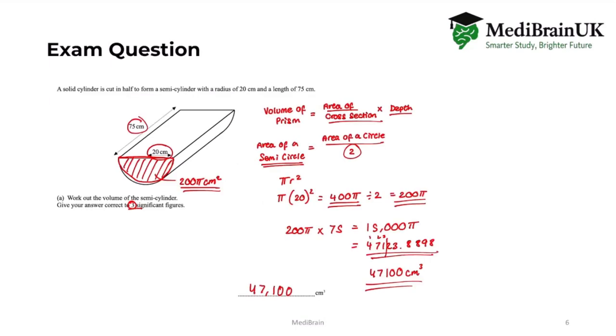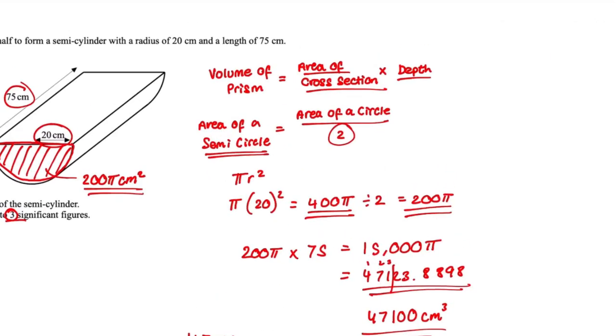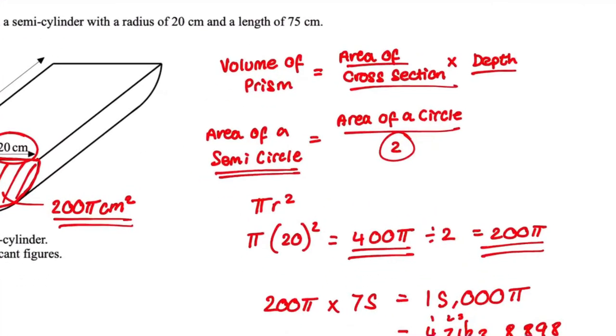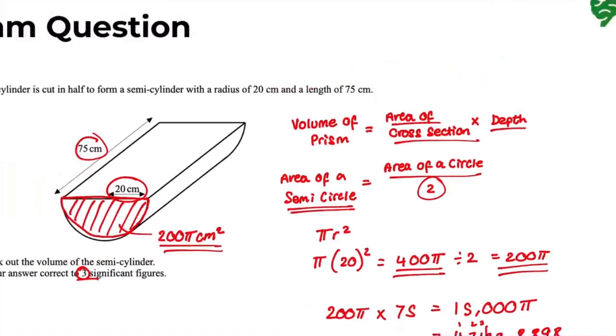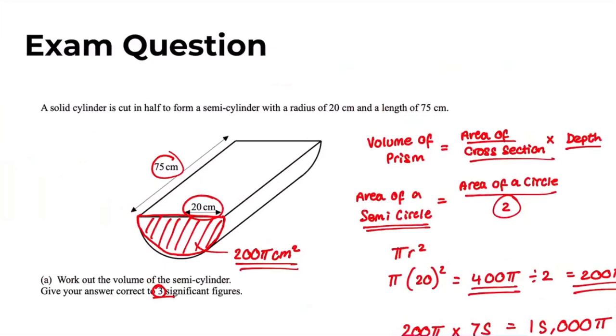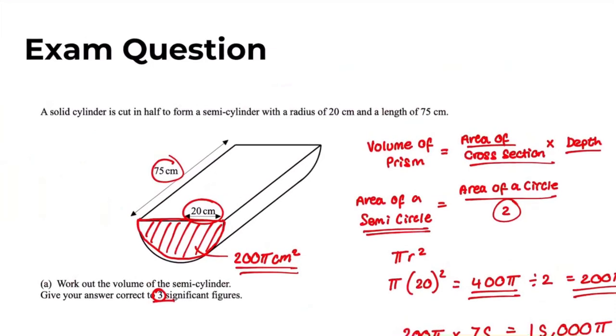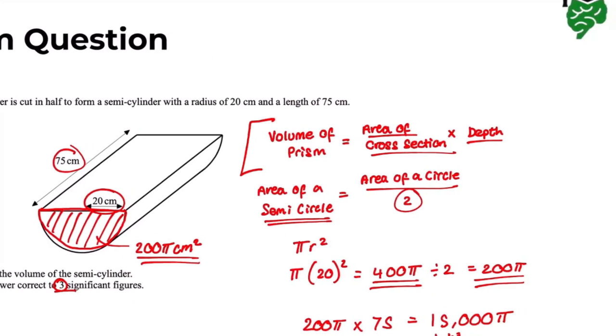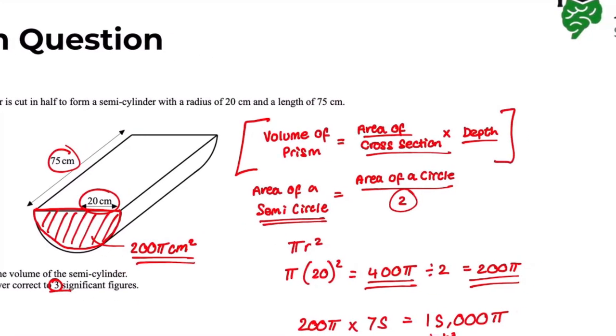Okay, actually, before we go to that, one more time I'm going to go through this because some people are struggling. So you get a cylinder. You've got this prism shape over here, and you need to work out the volume of this semi-cylinder. To work out the volume of this semi-cylinder, this is a prism. You're going to use this formula. Volume of a prism equals area of a cross section multiplied by the depth. That's what you're going to do.